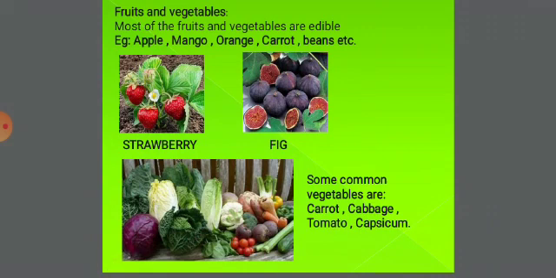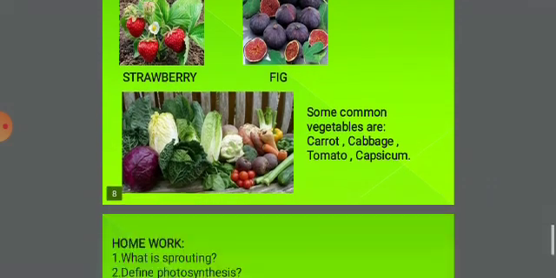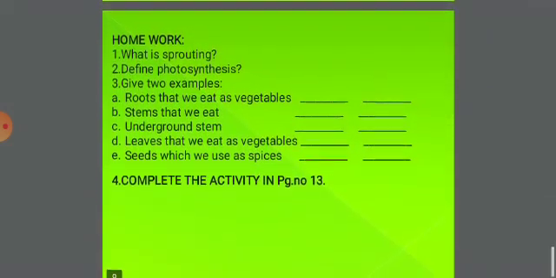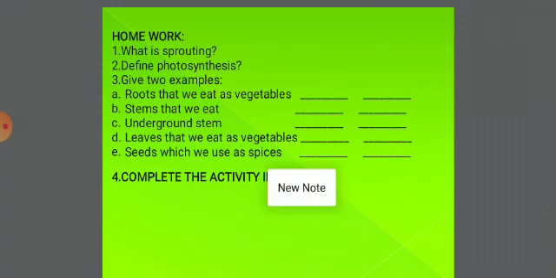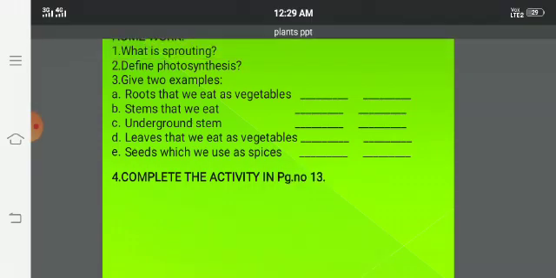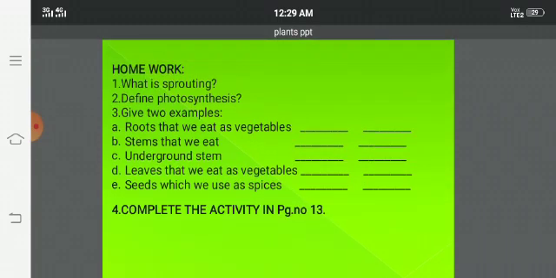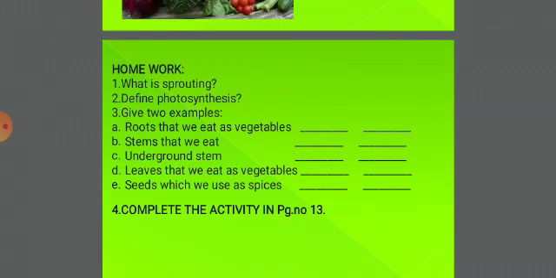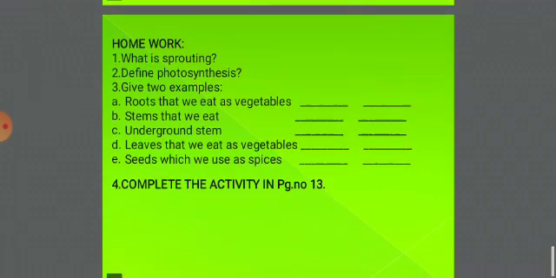Now you can revise the topic. Take your books and read the topics whichever I taught you now. Then today's homework is, what is sprouting, right? Then define photosynthesis. Then give two examples. You know that we saw so many examples of that, isn't it?